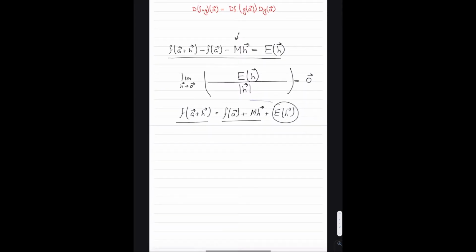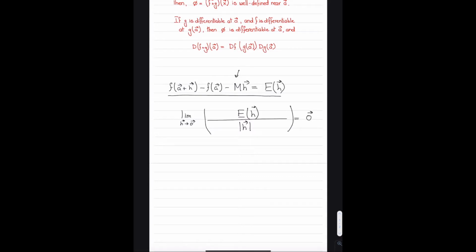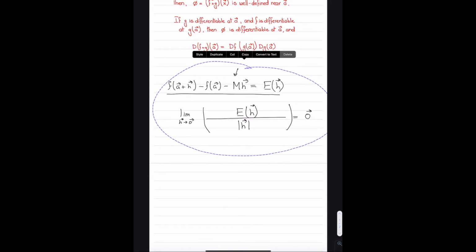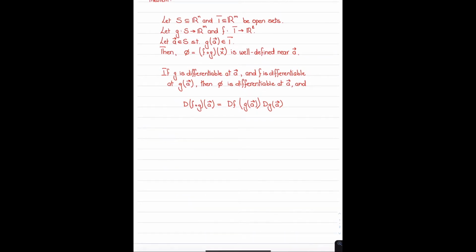So when is a function differentiable? For our purposes, a function is differentiable if and only if there exists a matrix M such that f of a plus h is equal to f of a plus the matrix M times the vector h plus E of h, where E of h divided by the norm of h goes to the 0 vector as the vector h approaches the 0 vector. That is the definition of differentiability that we'll be using in order to write out the proof of the chain rule. So let's begin. That is basically the only thing we need to know in order to write this proof out.